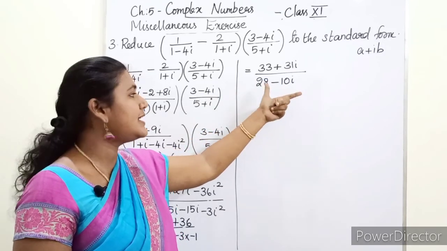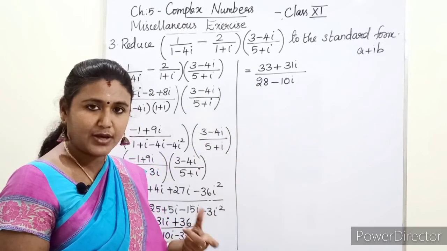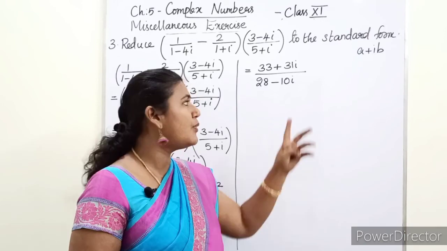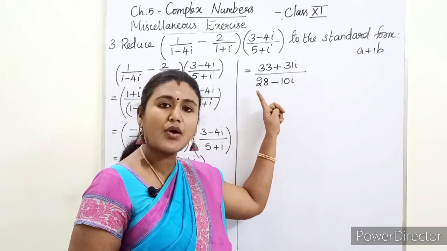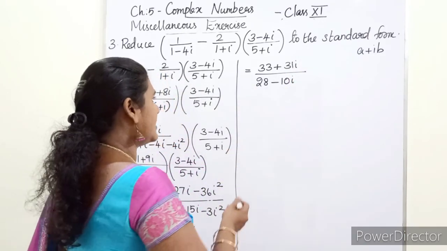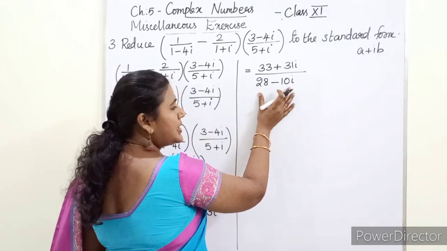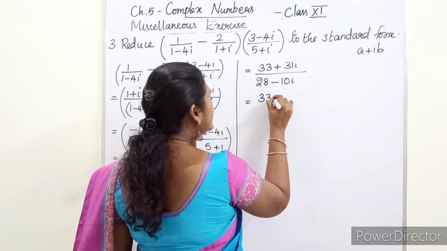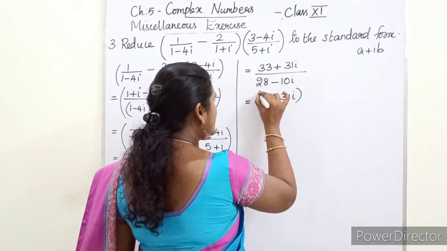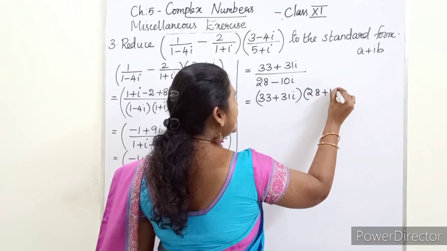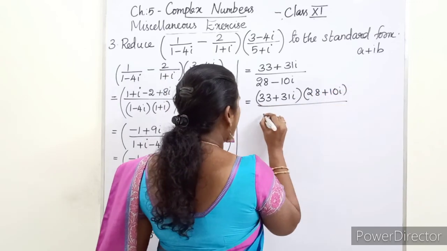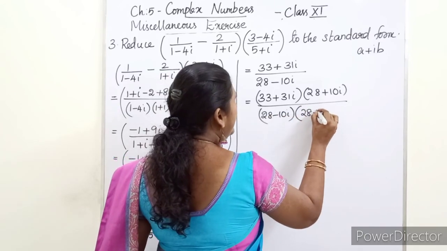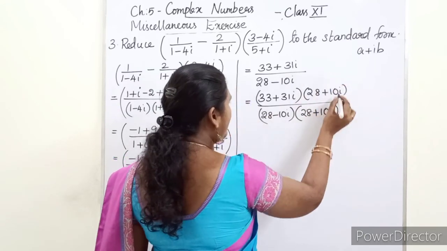Again if you see the denominator, we have a complex number. So how to simplify again? We have to multiply both numerator and denominator by the conjugate of the denominator. So what is the conjugate of the denominator? 28 plus 10i. So we will multiply: (33 plus 31i) into (28 plus 10i) divided by (28 minus 10i) into (28 plus 10i).